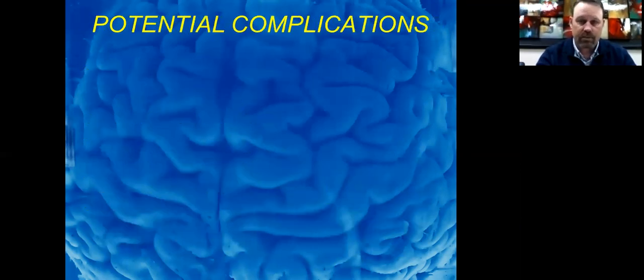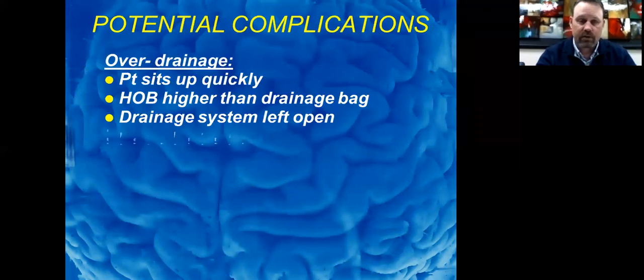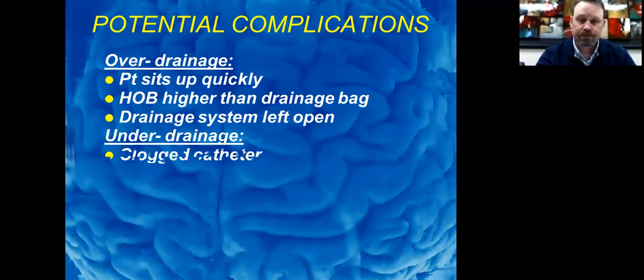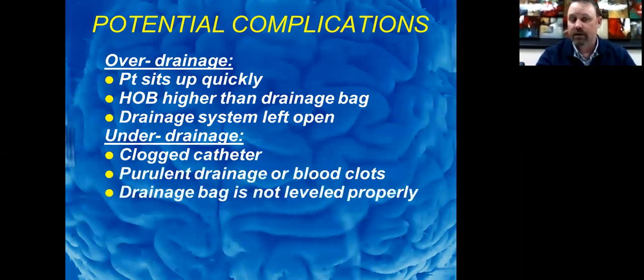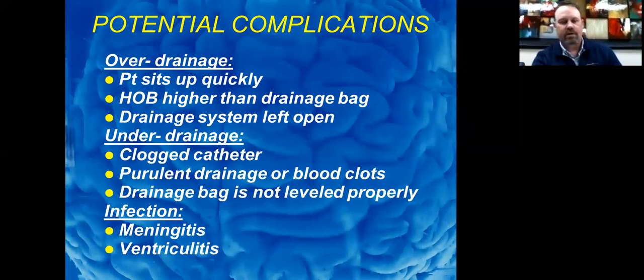Potential complications. Everything we do to a patient has a potential complication. Over drainage, patient sits up quickly. We shouldn't have that in the field. Head a bit higher than the drainage bag. The drainage system is left open. Under drainage, you got a clogged catheter. You may have some purulent drainage. This is for the long-term patient or some blood clots. Drainage bag is not leveled properly. Of course, if they get meningitis or ventriculitis.